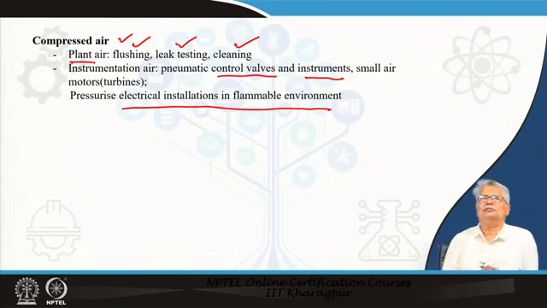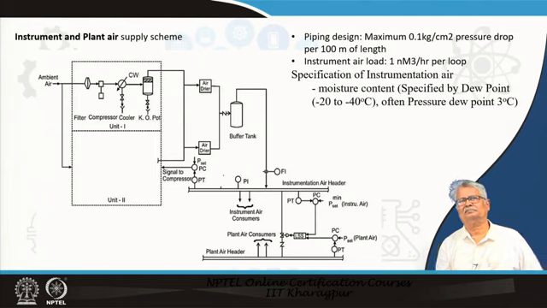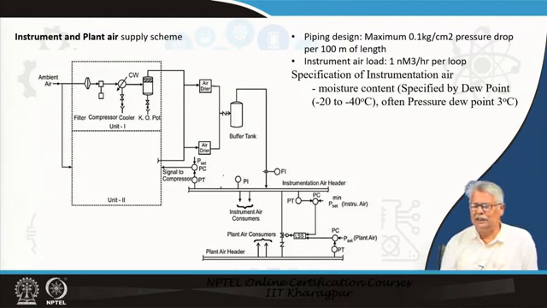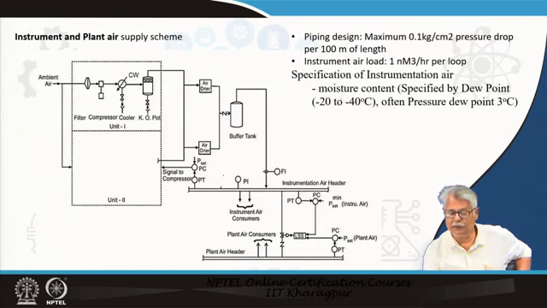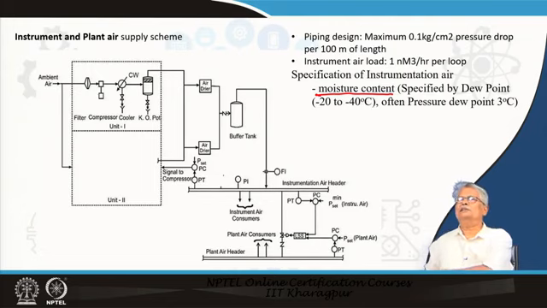Typically, between the plant air and the instrument air, there is not much of a difference. Let us see. Here is a typical plant air supply scheme. If you are talking about any fairly large chemical complex, it will have its own instrument and plant air supply. And if you look at the quality of these, the difference lies mostly in the moisture content. Now, the moisture content that can be tolerated by the pneumatic instruments is rather low. It is specified by the dew point. Typical dew point is specified as pressure dew point.